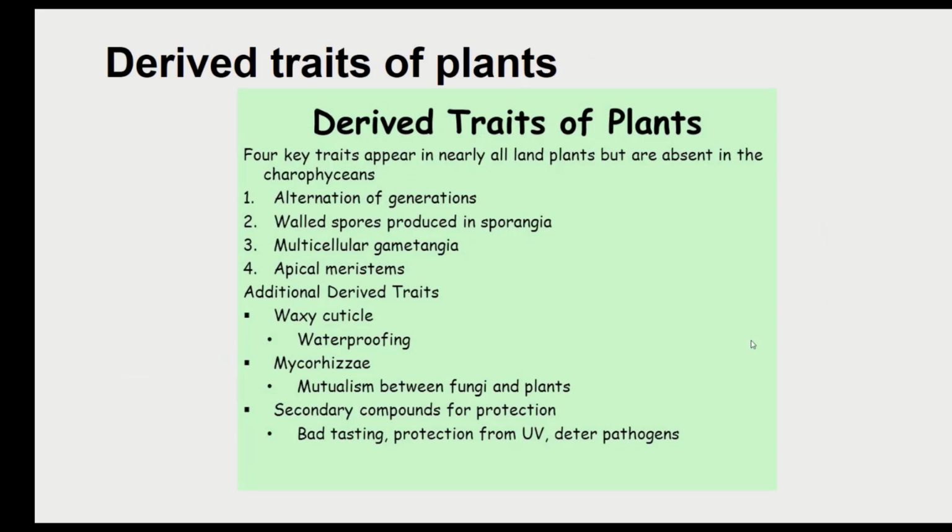Hence, when you are talking about the derived traits, they will exclude Charophytes, and number one will be alternation of generations, with spores produced in sporangia. There will be multicellular gametangia, there will be an apical meristem, and there will also be other additional derived traits, including waxy cuticles, which provide waterproofing, mycorrhizae, a mutualism between fungi and plants, and secondary compounds, which give protection from the UV and pathogens.